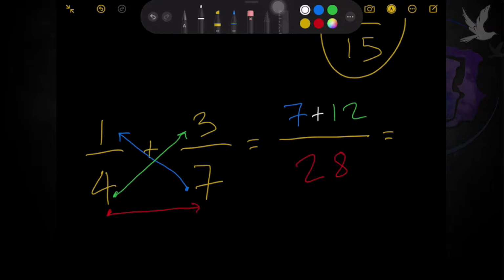Okay. So all you need to do now is just to simplify your answer. What is 7 plus 12? It's equivalent to 19. And just to copy 28. So the final answer here is 19 over 28.